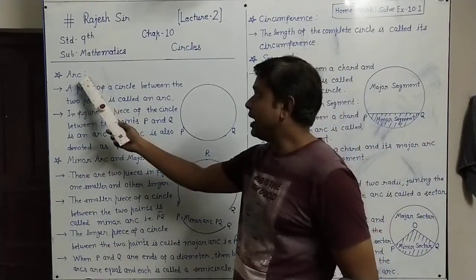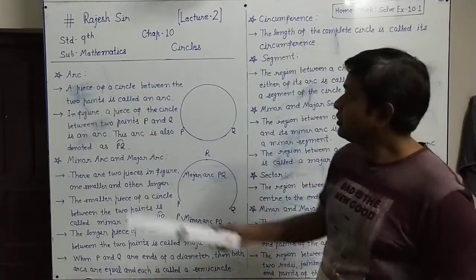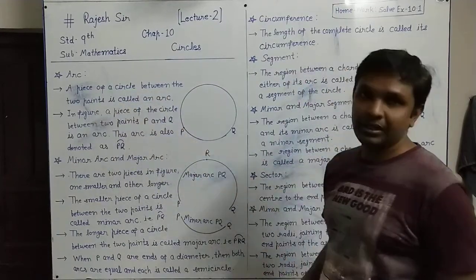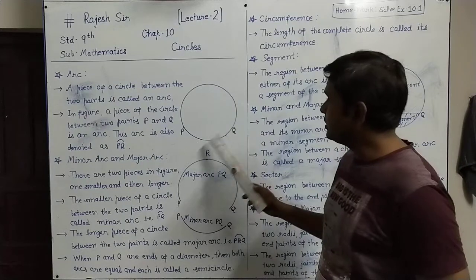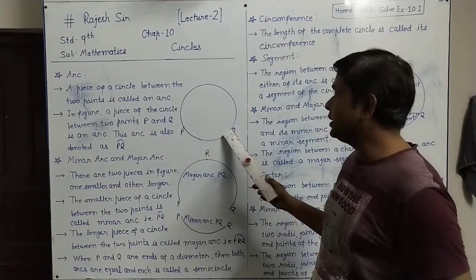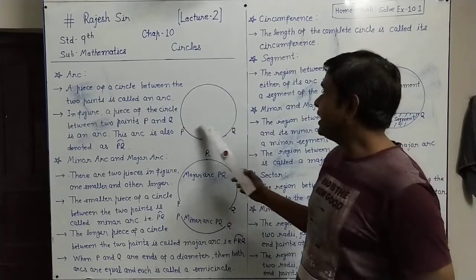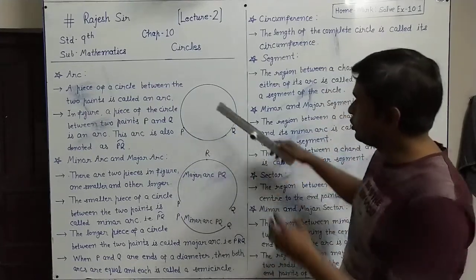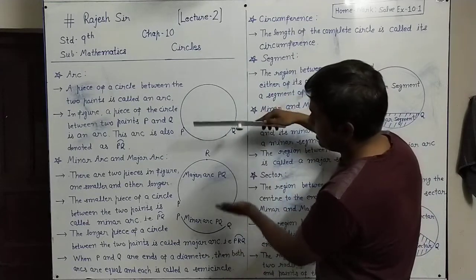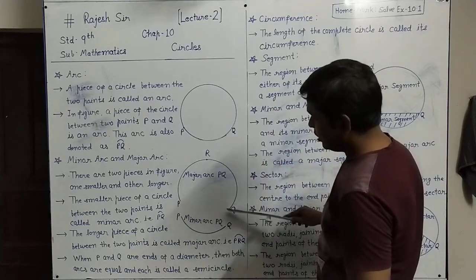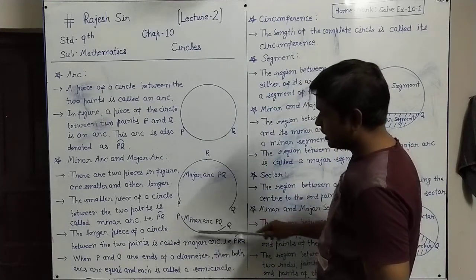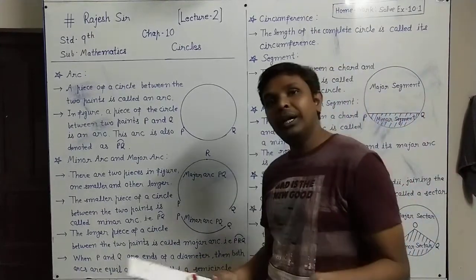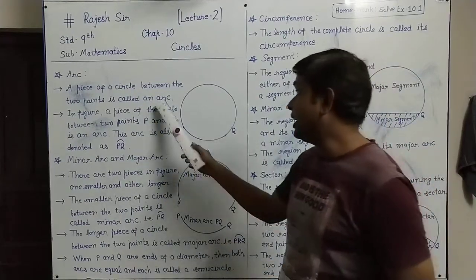That is, the first is arc. A piece of circle between the two points is called an arc. Like this, the circle is given, and the two points on that circle, P and Q, are shown here. By that, two pieces are made. This is one piece of the circle, and this is another piece of the circle. This piece of the circle between the two points is called an arc.